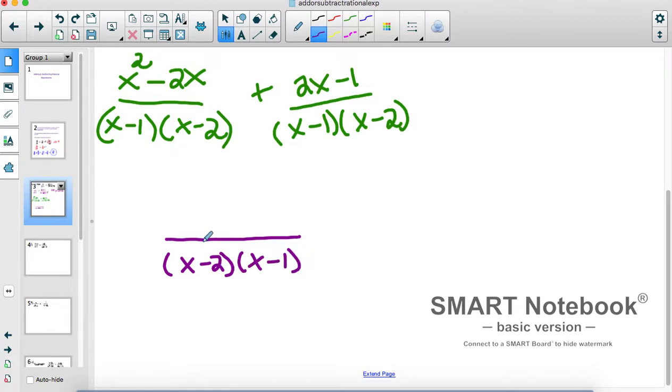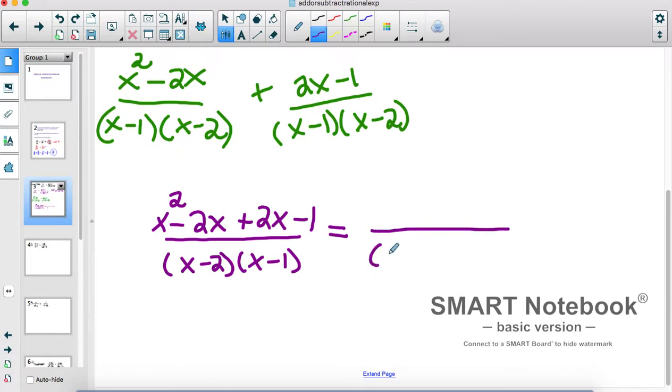I reversed them, but that's okay. It doesn't matter the order. At the top, I'm going to have x squared minus 2x, and you could just multiply across. Sorry, not multiply, add across. So x squared minus 2x plus 2x minus 1. So x minus 2 is on the bottom, x minus 1 is on the bottom. At the top, you can tell that negative 2x and 2x will cancel, so you're going to be left with x squared minus 1. We're almost done.